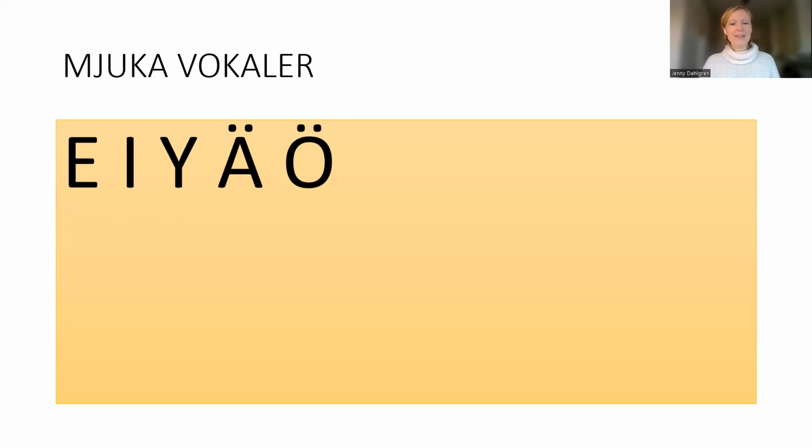So, E, as in heter. Jag heter Jenny, for example. E, and that could be hard because in English, for example, we don't have the sound. So, it's straight. E, heter, ner, fel. Okay. Then we have I, which is easy because you have it in almost all languages.